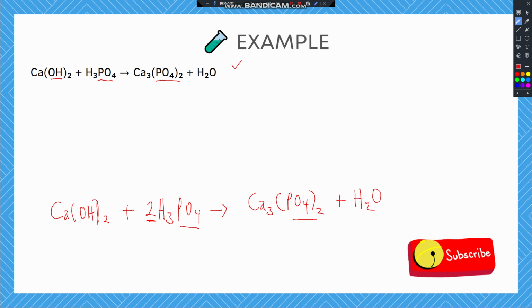So the other element in the chemical equation that is not yet balanced, I've identified it to be calcium. I beg your pardon, Ca stands for calcium, not carbon. Carbon is denoted by capital letter C.